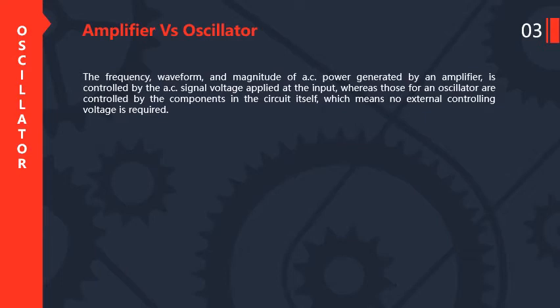The frequency, waveform and the magnitude of AC power generated by an amplifier is controlled by the AC signal voltage applied at the input, whereas those for an oscillator are controlled by the components in the circuit itself, which means no external controlling voltage is required.